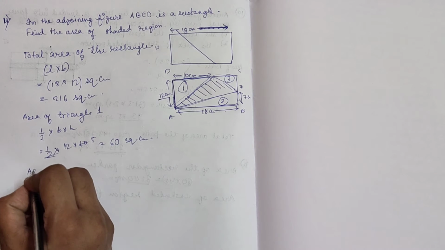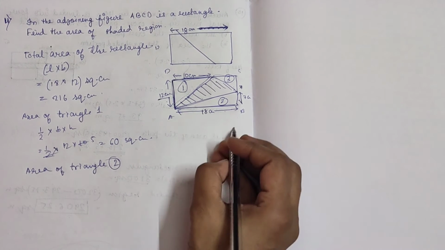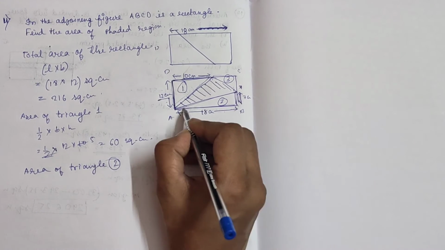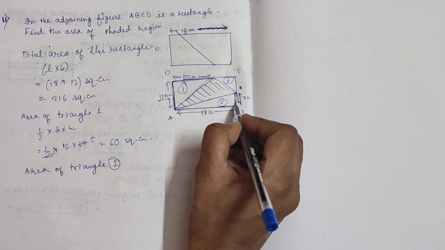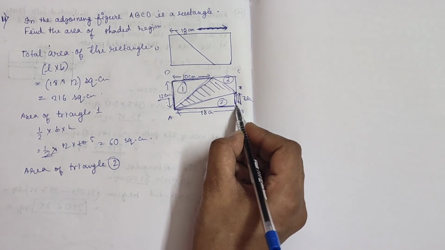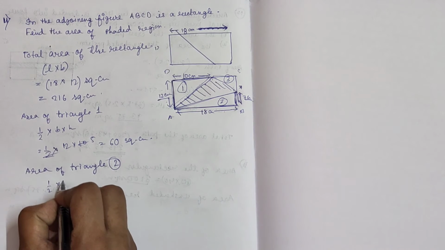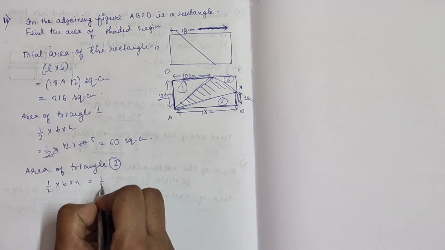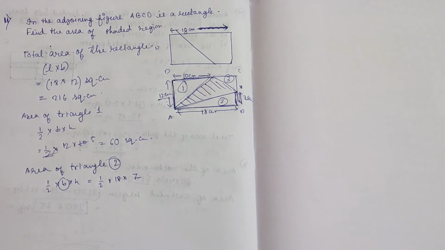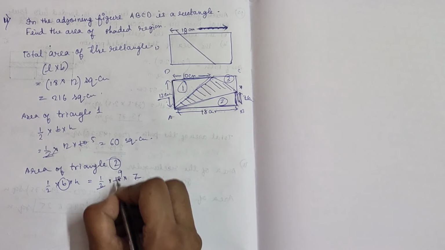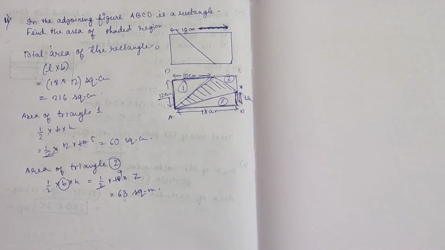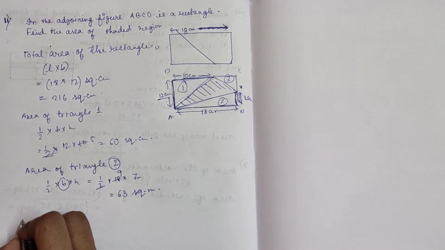Now let us find out area of triangle 2. Here the height is mentioned. If I consider this as my base, this must be my height. Height is given as 7 and my base is 18. So let's write half into base into height: half into 18 into 7, so that is 63 square centimeter.